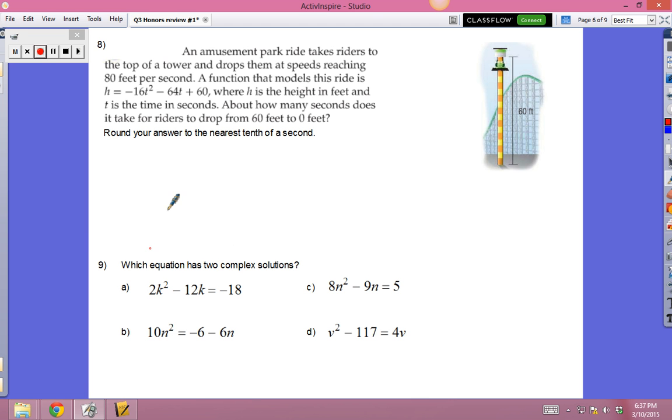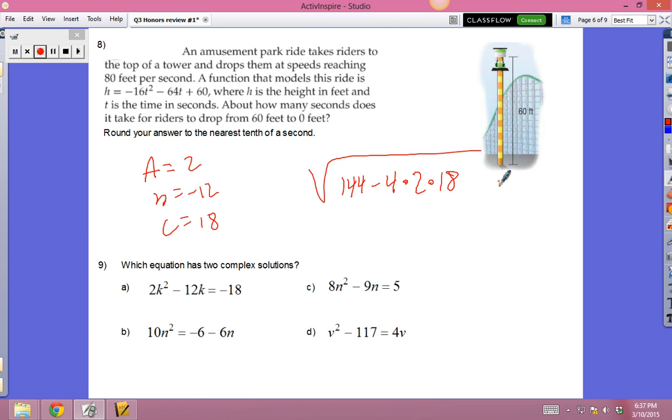Okay, A. A is 2, B is negative 12, and C is a positive 18. So under the square root is b squared. 12 times 12 is 144, minus 4 times A times C. So 144 minus 4 times 2 times 18. Underneath that square root is 0. So that one is real.